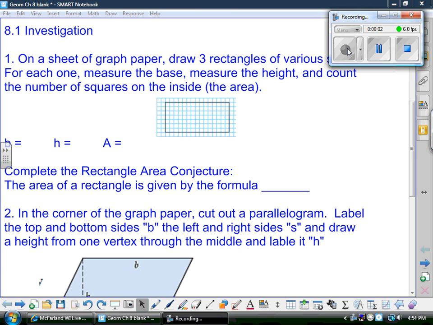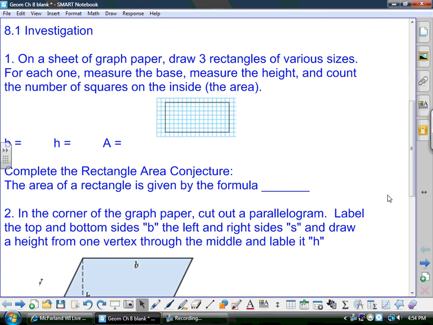The investigation in section 8.1 has two parts. The first part has to do with rectangles. On a sheet of graph paper, draw 3 rectangles of various sizes. For each one, measure the base, measure the height, and count the number of squares on the inside, which is the area.